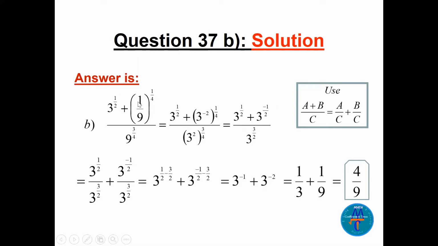Now in the second one, we can split the fraction here, a plus b. See, this is a plus b over c. I can split it into a over c plus b over c because we have the same denominator. Then I change everything to base 3. And here when I divide with the same base, I subtract the power. Please check the numbers and you get 4 over 9. Really nice questions.